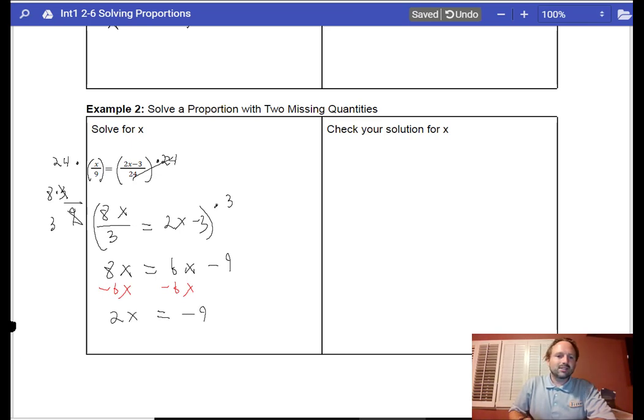2x is equal to negative 9. Divide by 2 on both sides, and we get x is equal to negative 4.5. Done.